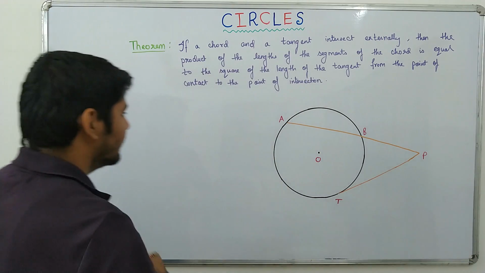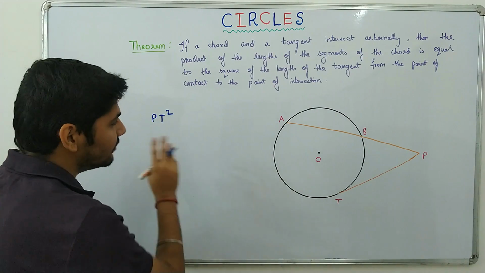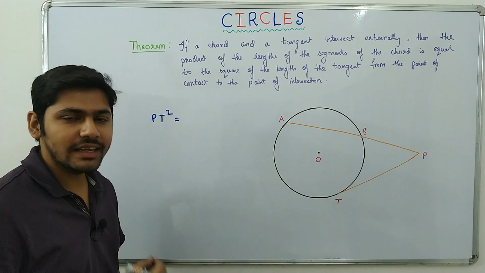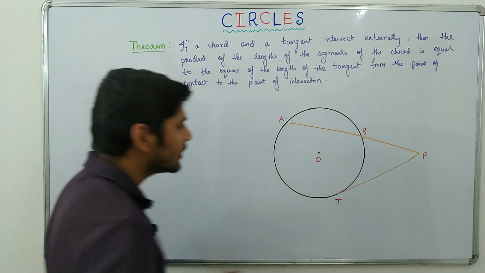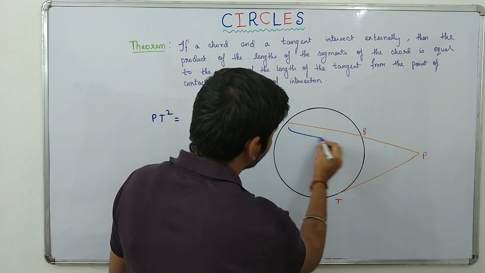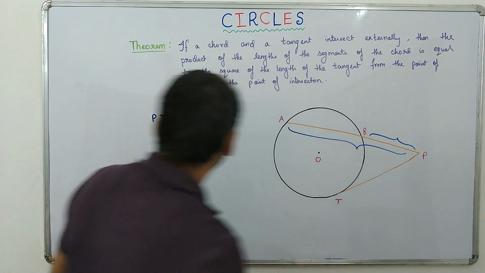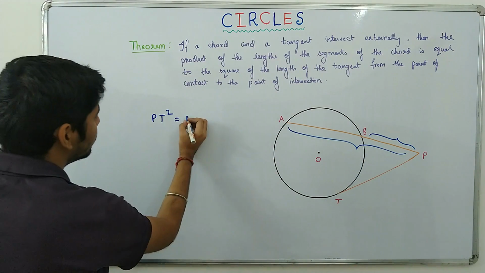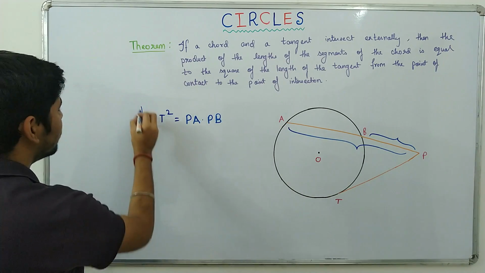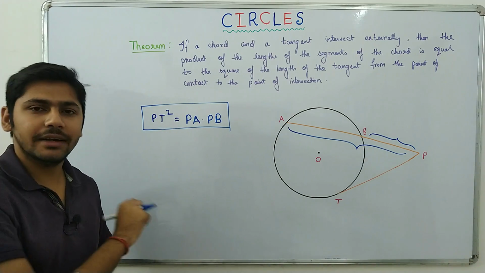Then PT square, that means the length of the tangent squared, will be equal to the product of the lengths of the segments of the chord. So over here for the chord AB we have two segments. The first one is PA and the second one is PB. So PT square will be equal to PA into PB. This is what this theorem is saying. Now this is very important, so keep it in mind.